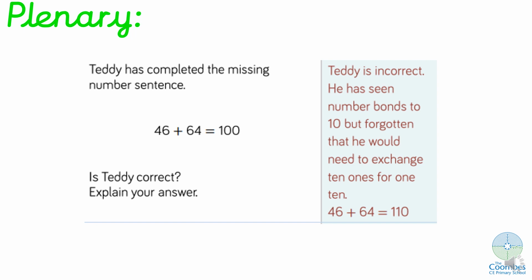Teddy was not correct. He did try to use his number bond knowledge, but he didn't remember to add the extra 10. So he did the 40 add 60 and 6 add 4, but forgot that when you do 6 add 4, it's 10 and it's crossed the tens boundary. So he would have needed to add an extra 10 onto his answer to get 110. That was very tricky, so well done if you got that correct.